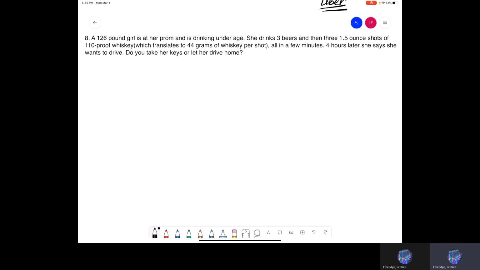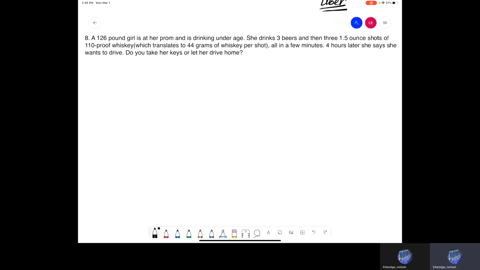All right, so your worksheet breaks this down into steps. Step 1 is to calculate the amount of alcohol that went into her body just from the beers. Step 2 is to calculate the mass of the alcohol that went into her body from the shots. And then you need to figure out the total mass of alcohol. Then you need to calculate her BAC and then take into account time. So there are 5 steps to this problem. Okay, so let's start at the beginning.